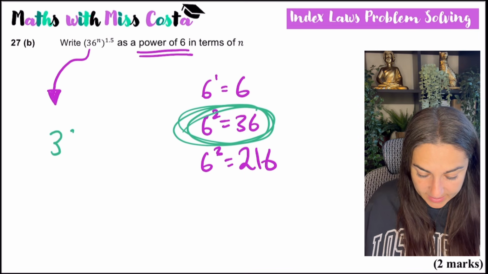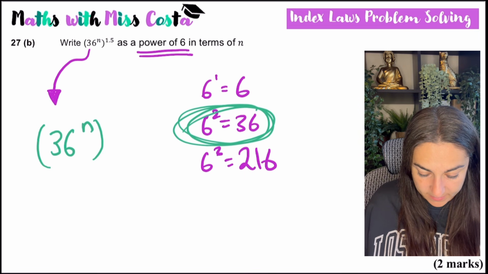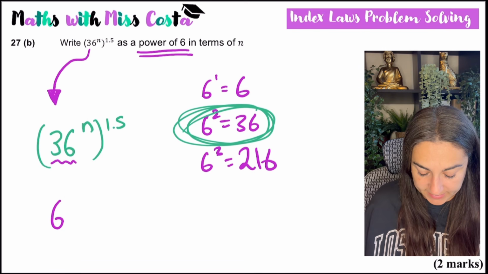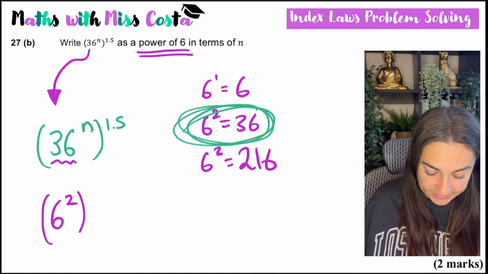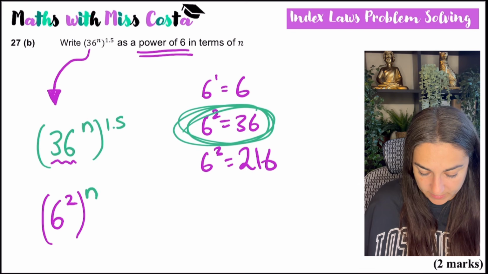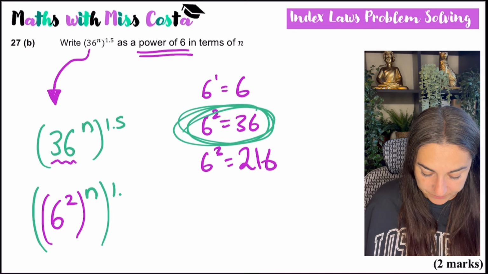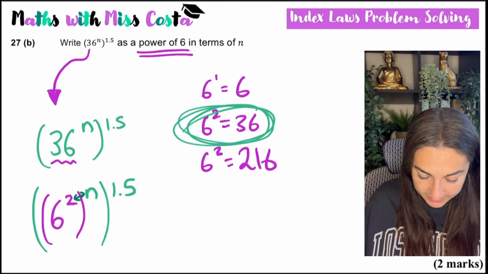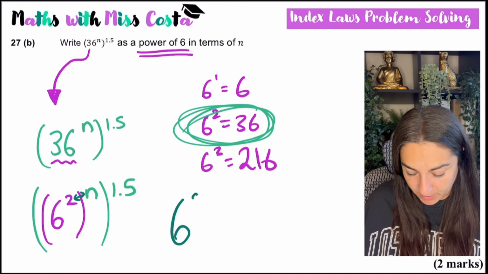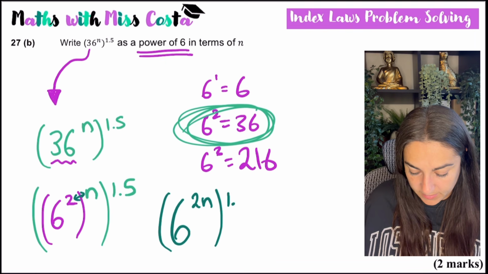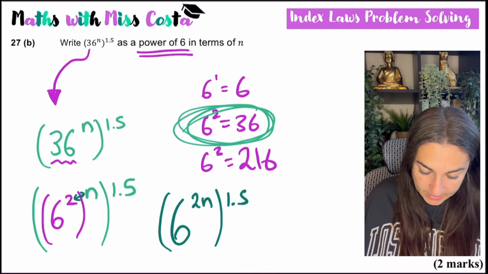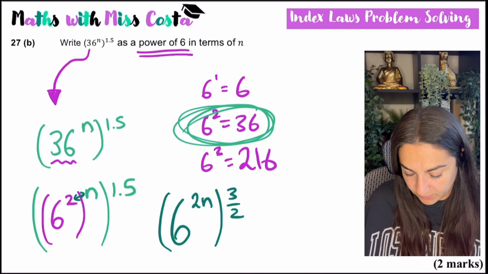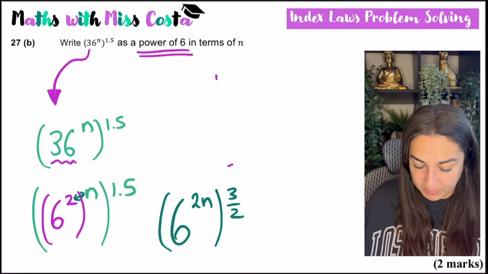So instead of saying 36 to the power of n to the power of 1.5, I'm going to replace 36 with 6 squared. So it's going to be 6 squared to the power of n to the power of 1.5. So what do we do when we've got brackets? Well, let's simplify this first. That would become 6 to the power of 2n, to the power of 1.5. And we could, just to make our life easier, turn this into 3/2. We don't have to. Depends what works best for you for non-calculator.